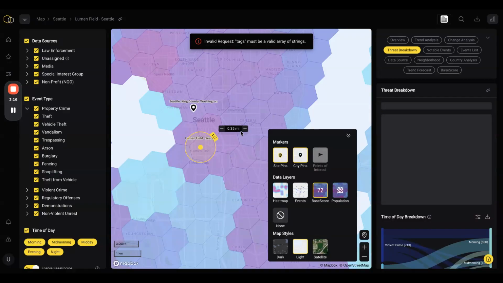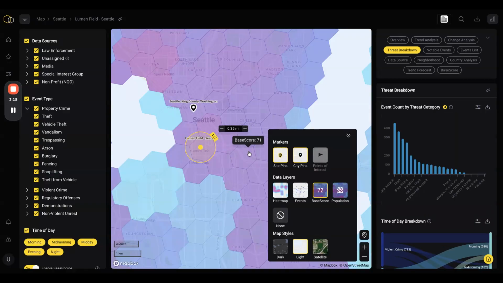I also like to start here in demos because one thing I like to call out is that all of our crime data, not just in the US, but around the world, is modeled at this hex level granularity. These hexagons are about 0.7 miles in diameter.